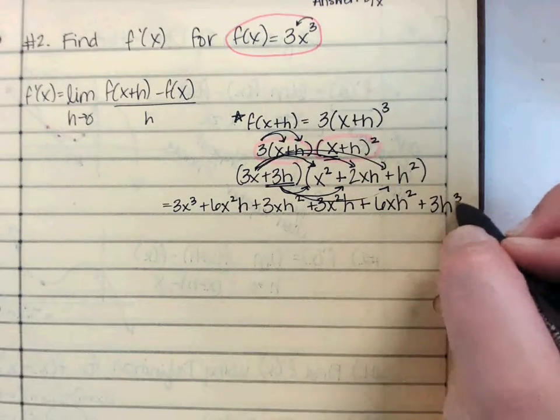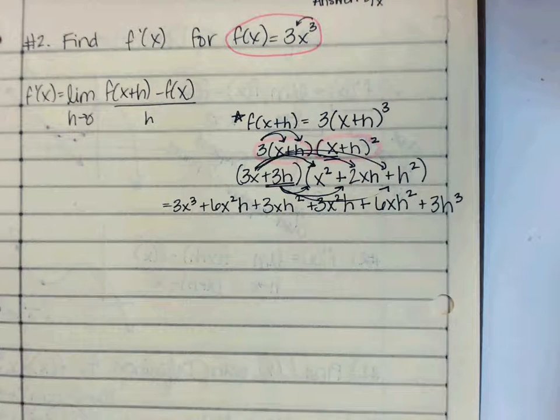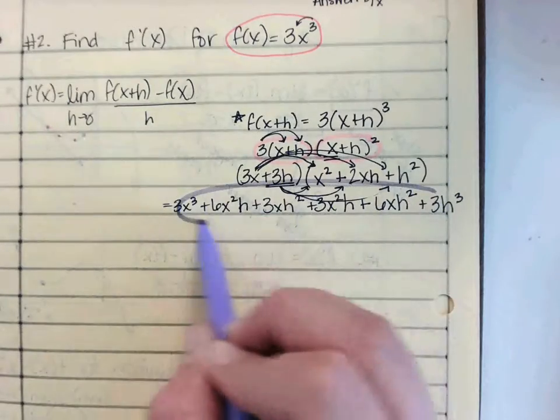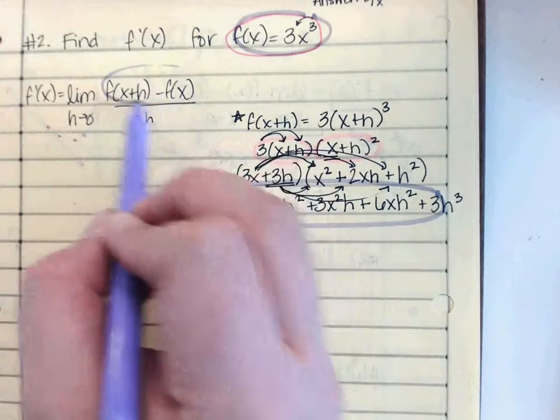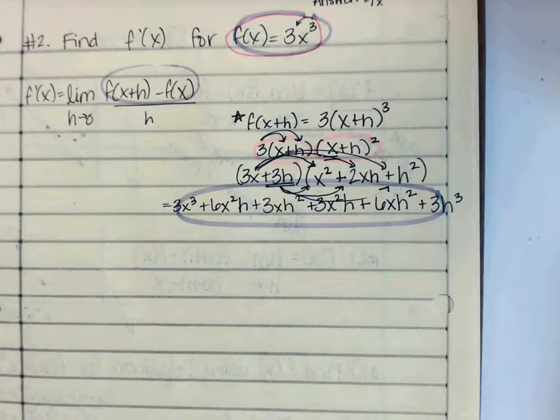3h cubed. Okay, now let's review what we're doing. All of this is my x plus h. This is my f of x. I'm going to subtract them on the top. What am I going to put it over? An h. Here we go.